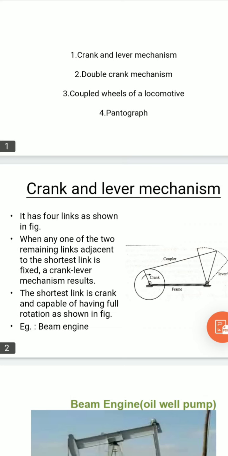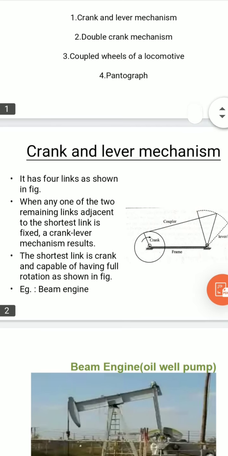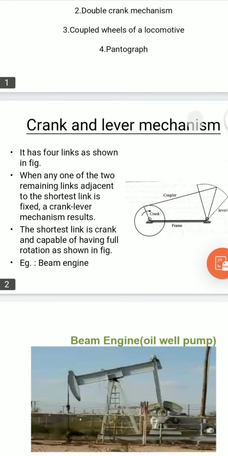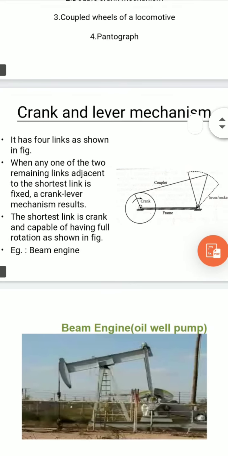So, the first one is the crank and lever mechanism. It is the first inversion of four-bar mechanism. In this case, it has four links as shown in the figure. You can see the figure. When any one of the two remaining links adjacent to the shortest link is fixed, the crank and lever mechanism results.